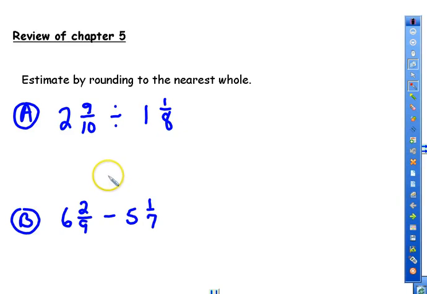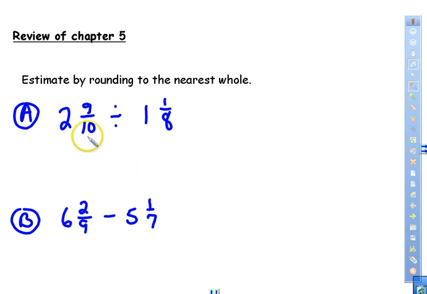All right, good afternoon. This is a review of Chapter 5. So what I want you to do is hit pause and solve these problems, and then I will do them, and you can check for understanding and see if you got the right answer. So go ahead and hit pause and solve both of these by estimating, or estimate by rounding to the nearest whole number. So go ahead and do that.